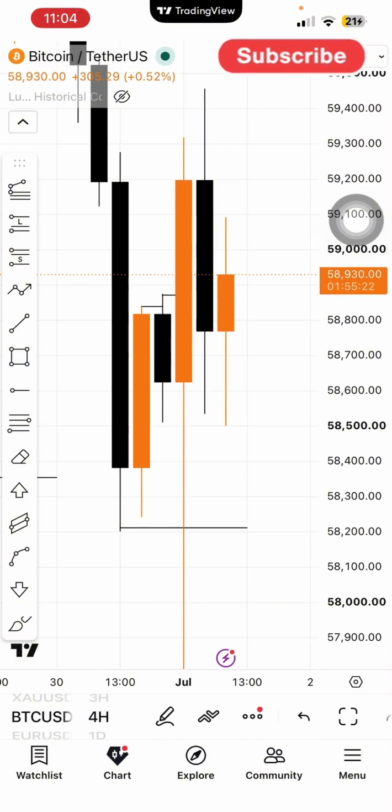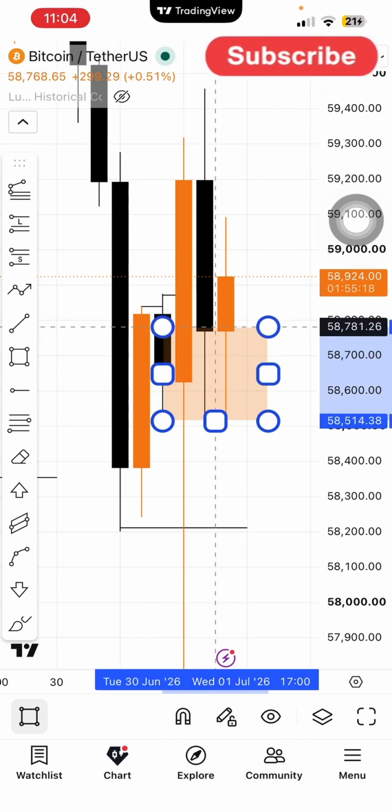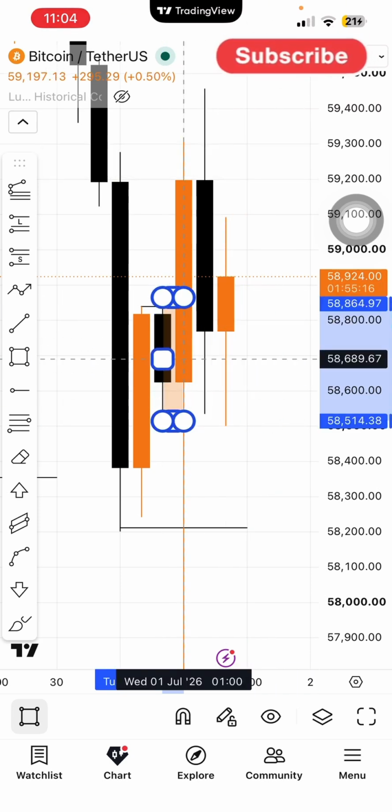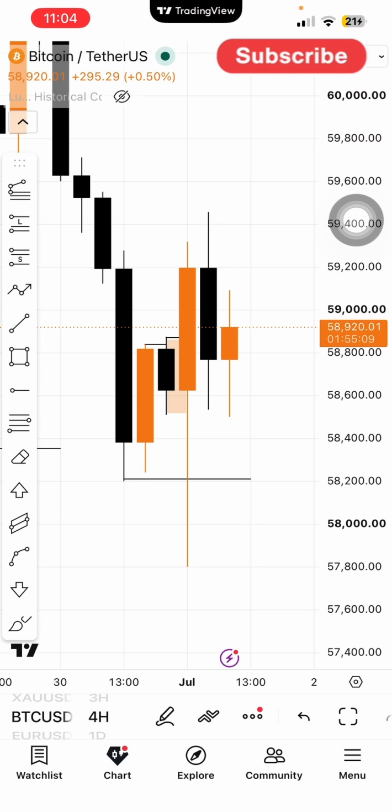So that is a single candle order block formation for me. That is how I mark my single candle order block formation, which means that is a buying point for me.